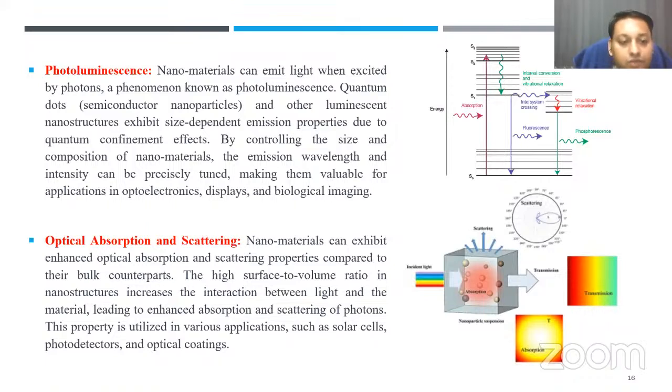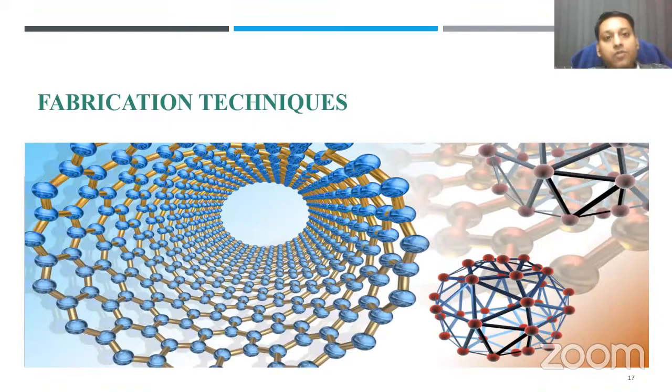The high surface to volume ratio in nanostructures increases the interaction between light and the material, leading to enhanced absorption and scattering of photons, and this property is also utilized in different applications like solar cells, photodetectors, and optical coatings. Now we move to the second part of this lecture. I think I am a little late, so I will move a little faster.